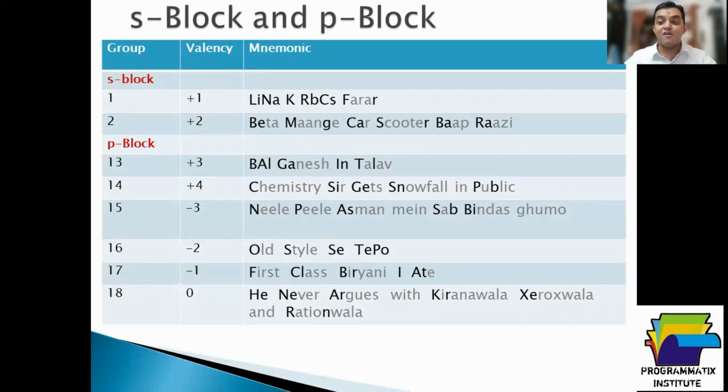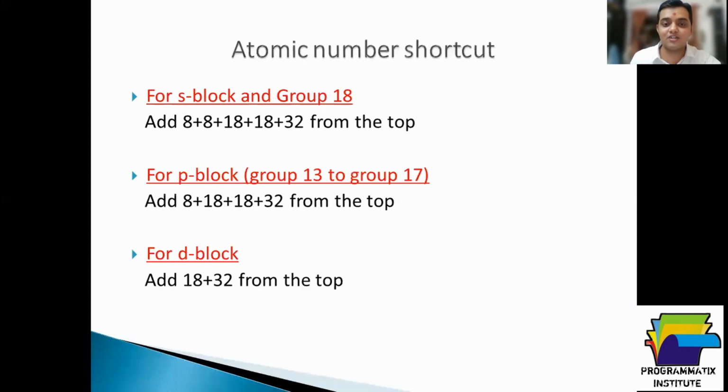And 17, first class brownie I ate, not biryani. You can keep biryani, whichever you like. And 18, he never argues with Kirana wala, Xerox wala, and Ration wala. And for you all, the shortcut for the atomic number for S block and group 18: 2 times 8, 2 times 18, and 1 time 32. For P block group 13 to 17: 1 time 8, 2 times 18, and 1 time 32.